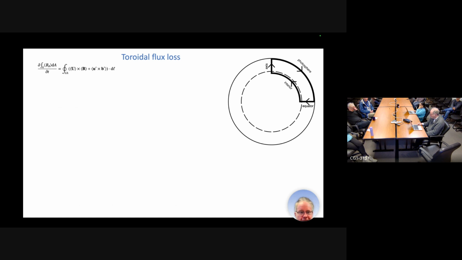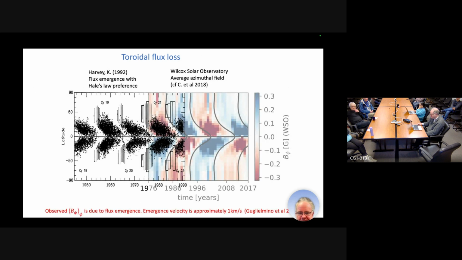You can now calculate the loss term. So it's the same equation, but now we consider the fluctuating part, so the axisymmetric mean of the fluctuating U times the fluctuating B, the cross product. And this corresponds to flux emergence.